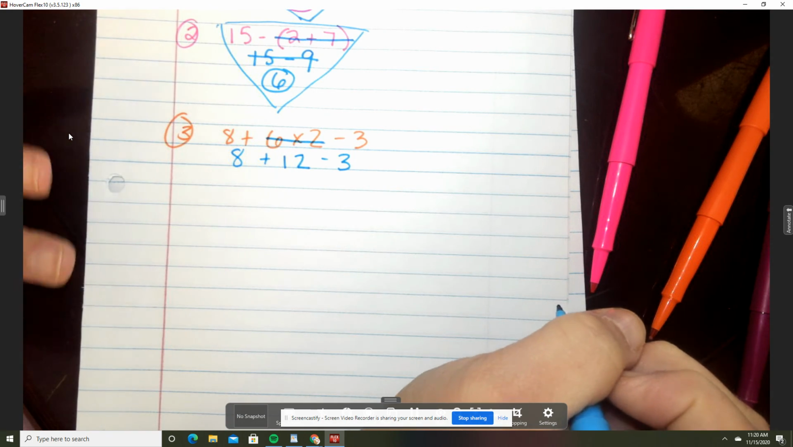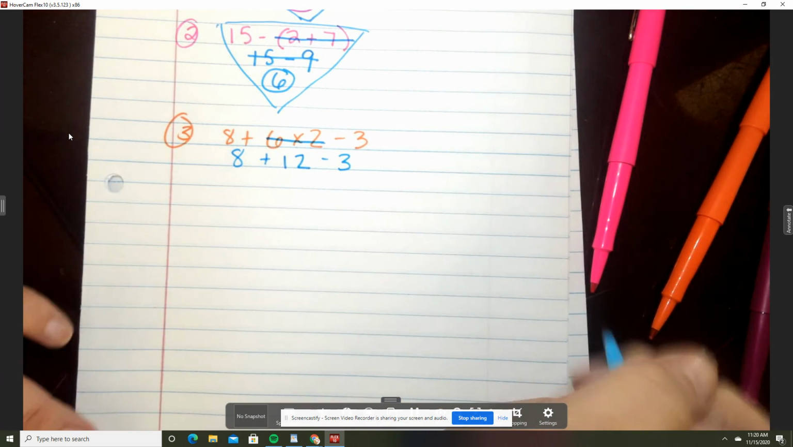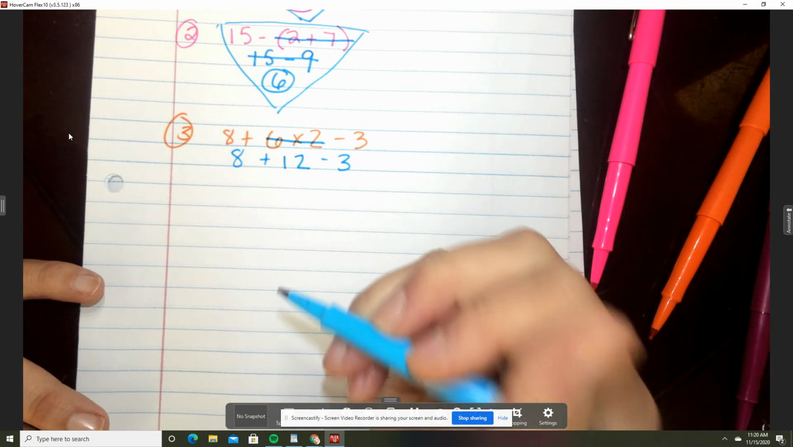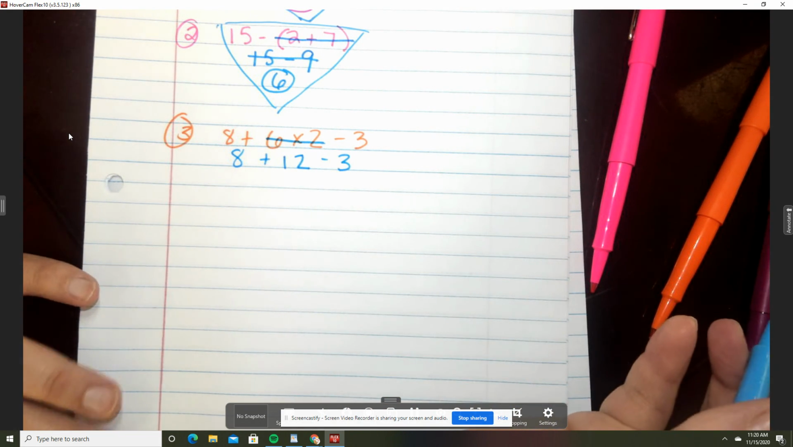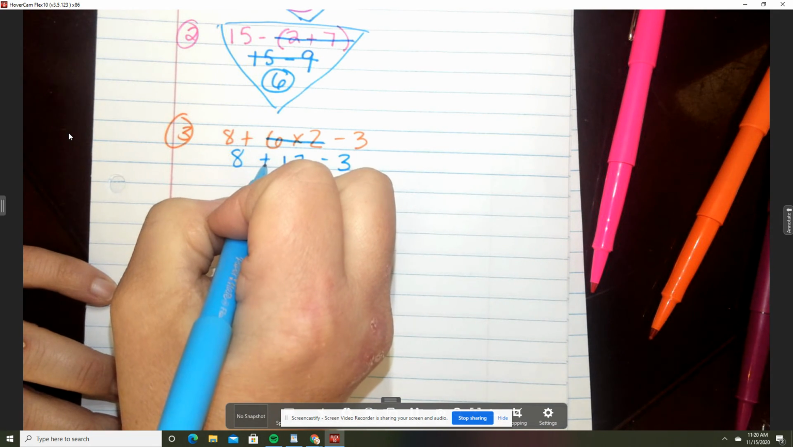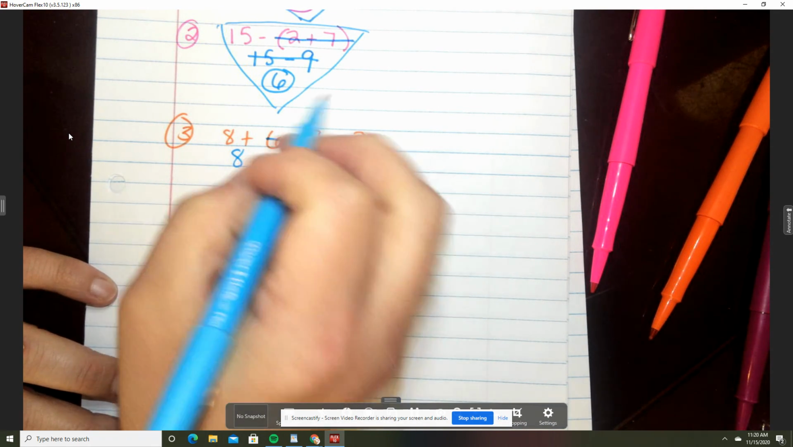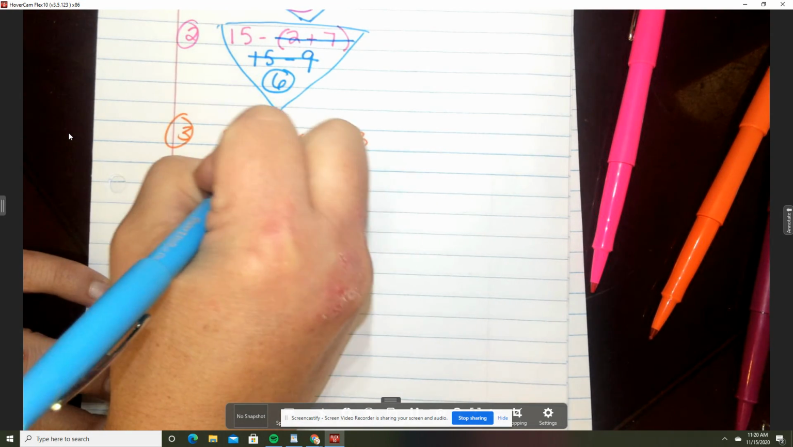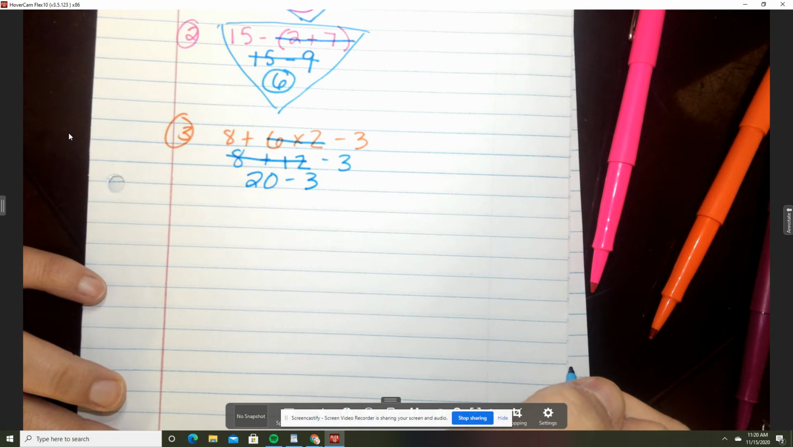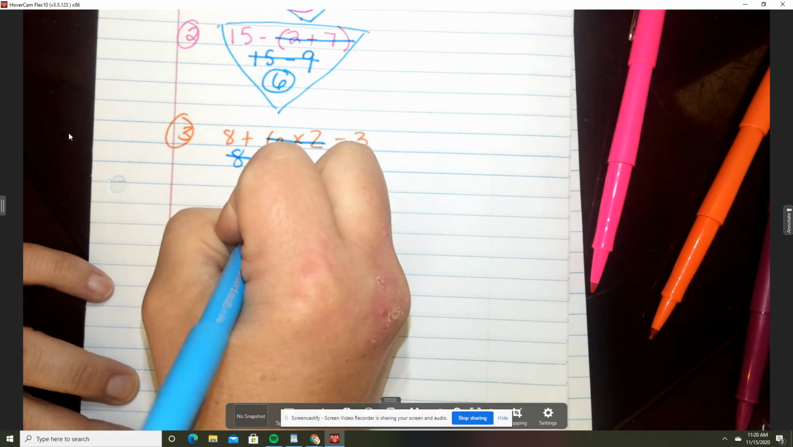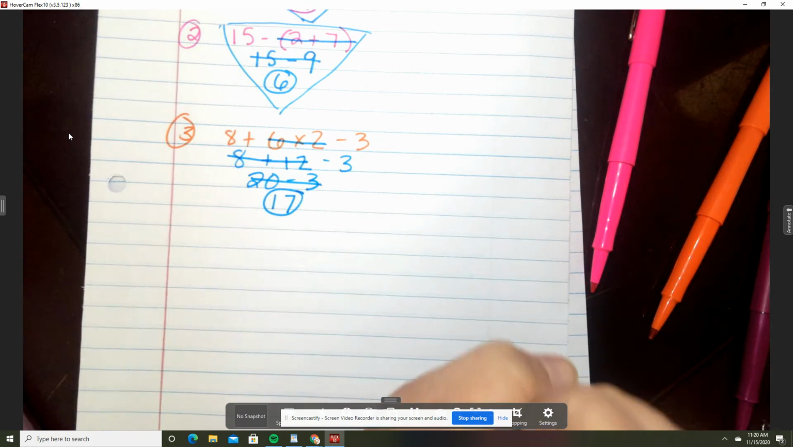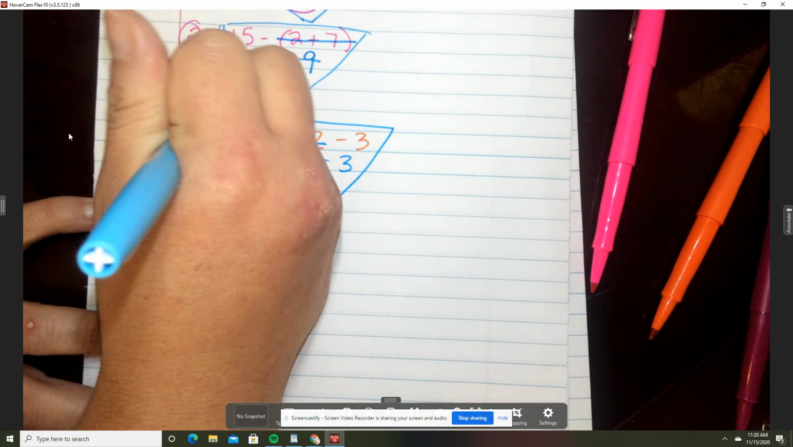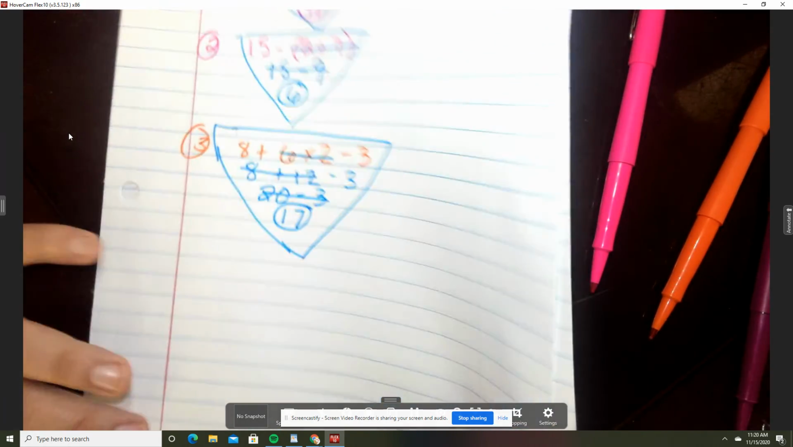Okay, so I don't have any multiplication or division left. So now I just look and think, okay, well, I've got adding and subtracting. Whichever sign comes first is what you do. Okay, so this addition sign comes first, so that's what I'm going to do. So 8 plus 12 is 20. I'm going to mark that out, bring down my minus 3. 20 minus 3 is 17. I circle, cross out. Okay. Again, it is an upside down triangle. Okay. And let's move on.